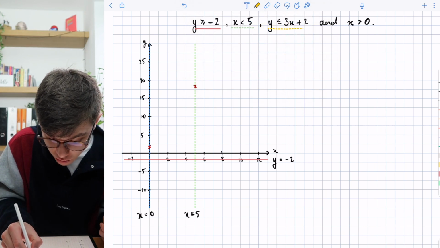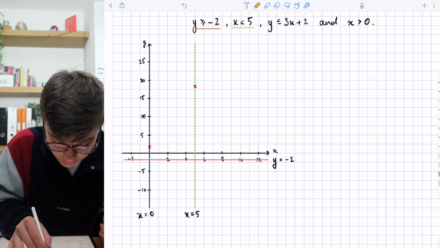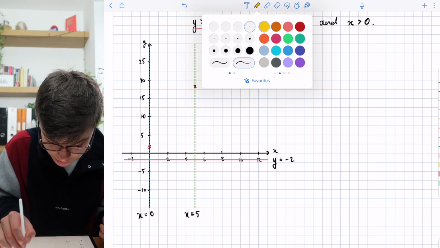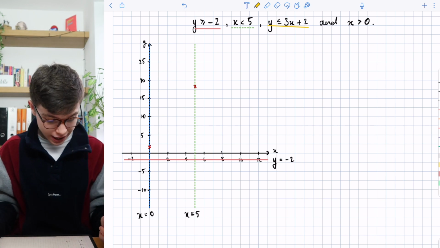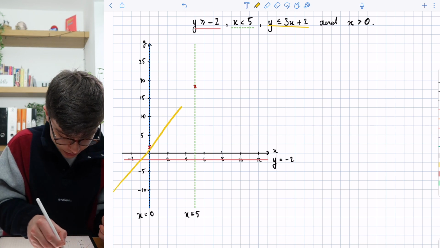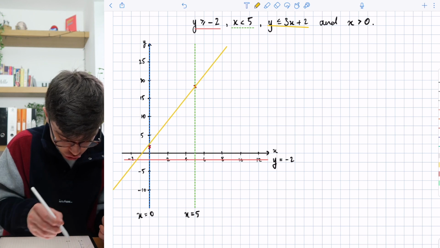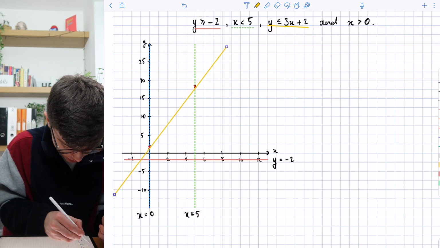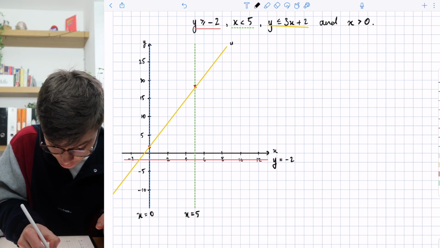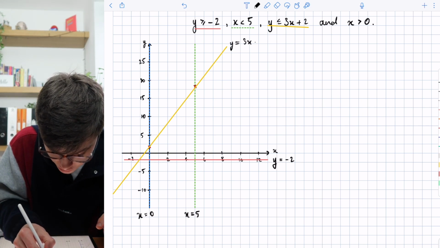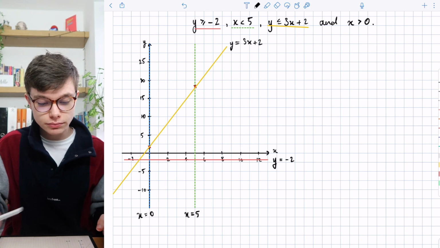So we can do that one as, oh no, we need a solid line here actually, because it's equal to. Didn't see the equal to there. We need a solid line because it's equal to, so we'll do that one in yellow. And it's just going to go through those 2 points, something like that. Okay, we can see it's going to look something like that. And that's the line y is equal to 3x plus 2.